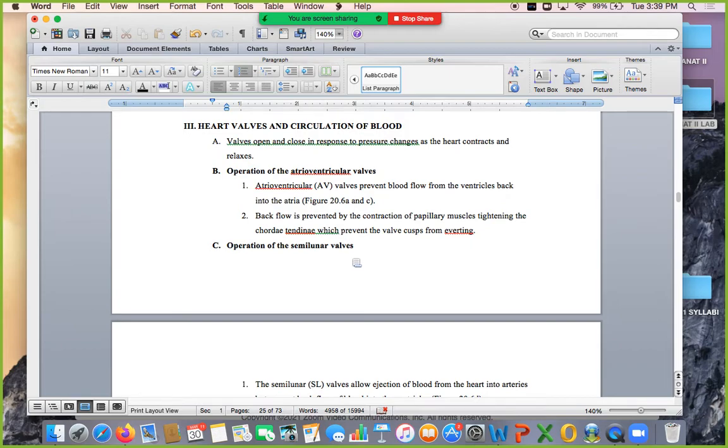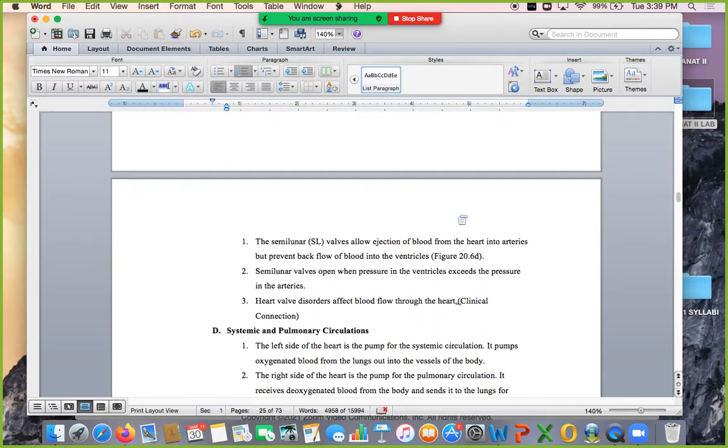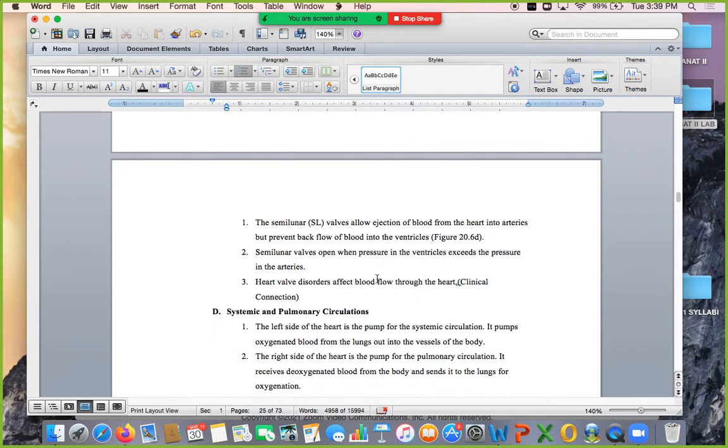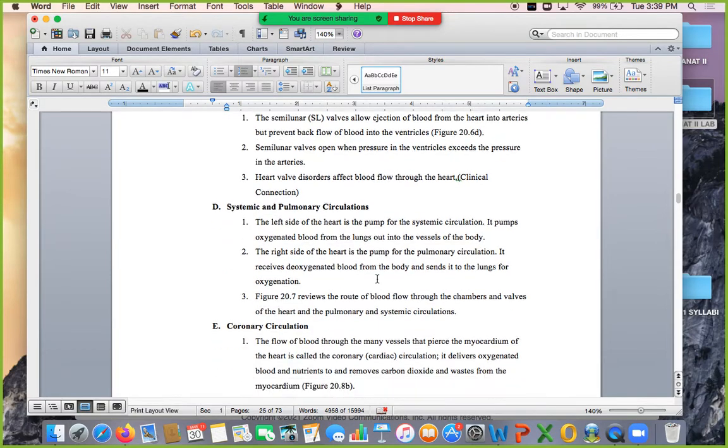And that's assisted by the contraction of papillary muscles that pull those chordae tendineae down so that the valve cusps stay closed and don't evert all the way like an upside-down umbrella. The semilunar valves are where the blood is going to leave the heart and go into arteries. They're either going to go out into the pulmonary circulation or out into the aorta for general systemic circulation. And these semilunar valves open when pressure in the ventricles exceeds the pressure in the arteries.